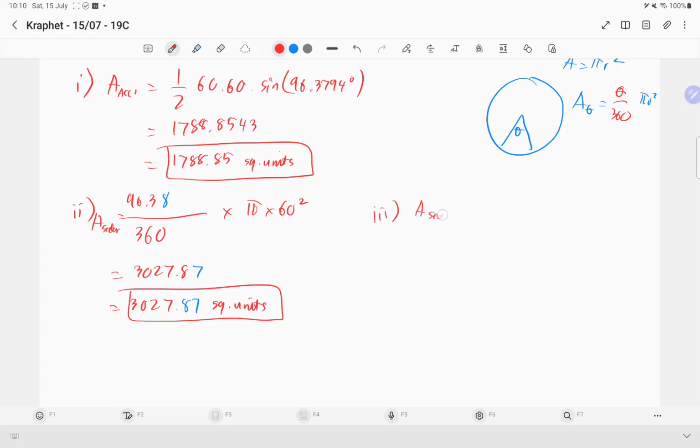So area of segment would just be the area of the sector, which is 3027.87 minus 1788.85. It's just basic geometry. So 1239.01, wait.